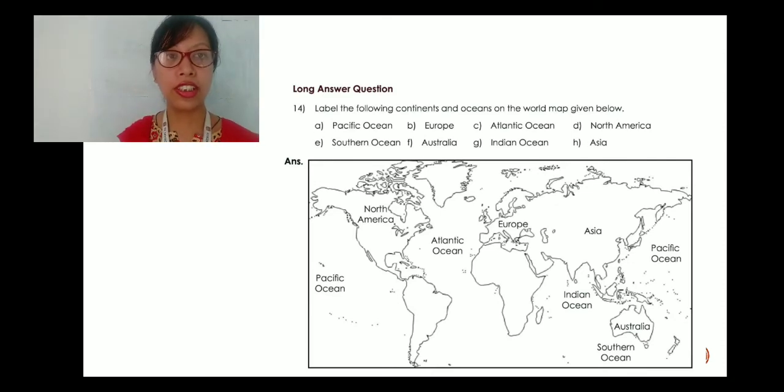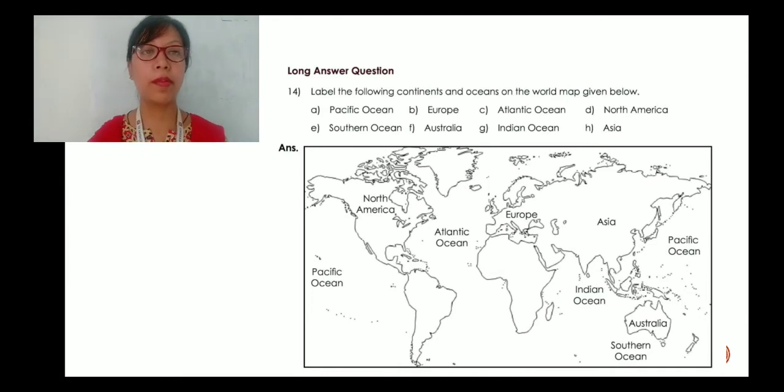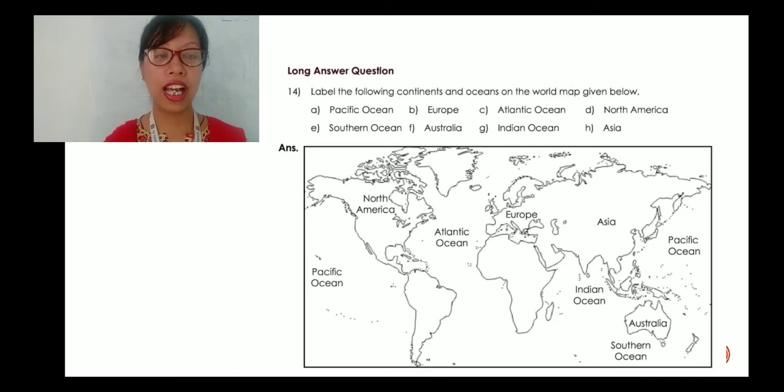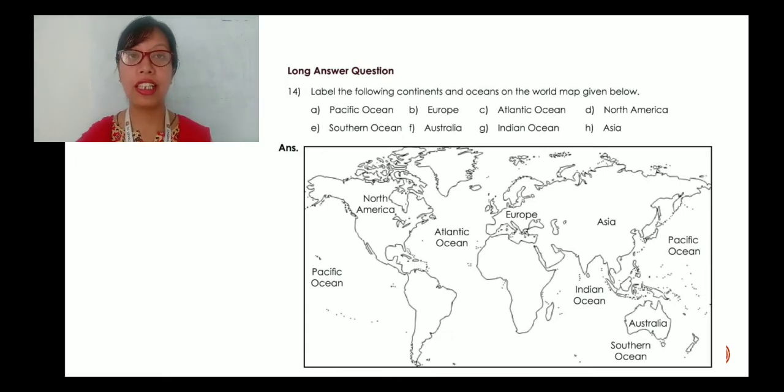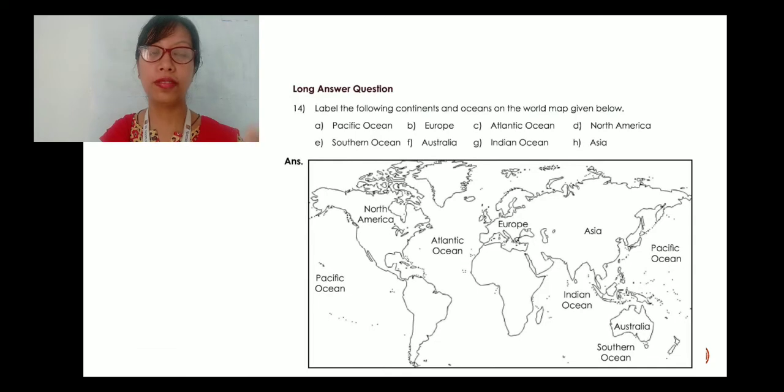Clear? As you can see here, we have North America, and below North America there is the Pacific Ocean, right? Then beside North America we have the Atlantic Ocean, in the middle of North America and Europe. Then we have Europe, then Asia, Pacific Ocean, Indian Ocean, Australia, and Southern Ocean. It is very difficult to locate Antarctica as it is in the South Pole, so Antarctica is not given, right? But you have to locate each of the continents very carefully.